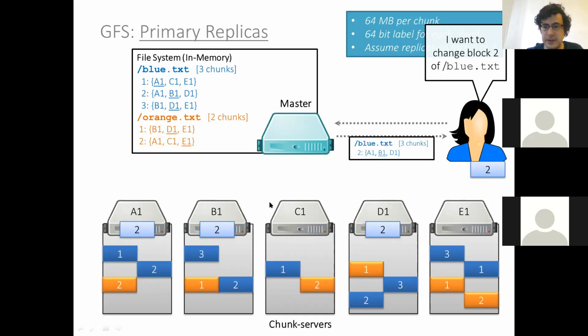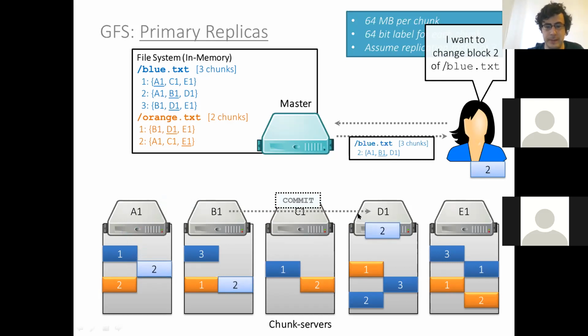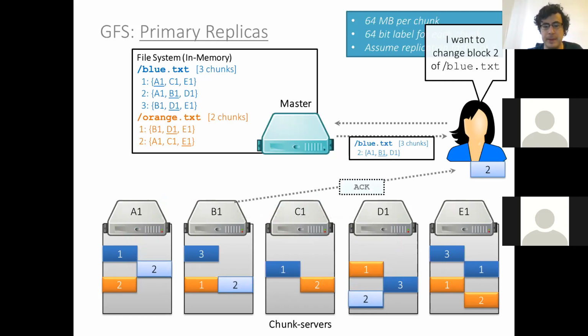So how it works afterwards is the request to commit has to go to the primary chunk server for that part. So this is blue.txt. We see that B1 is underlined here. This is the one that controls what happens to that block. So the commit has to go to B1, and then B1 will ask its secondary chunk servers to commit, right? So essentially B1 is in control of when changes happen to that block. And then B1 will finally acknowledge to the client.